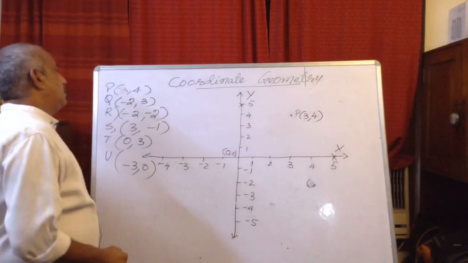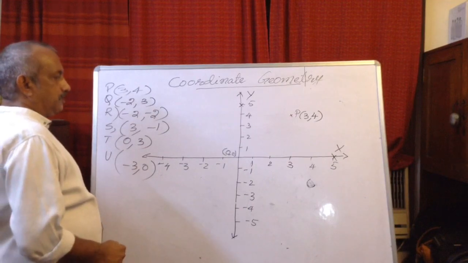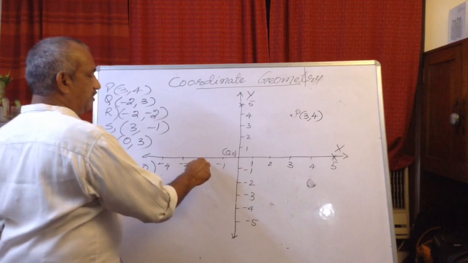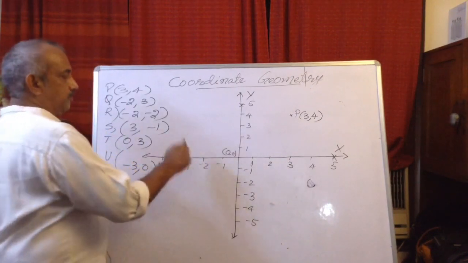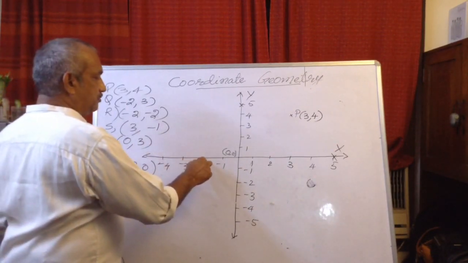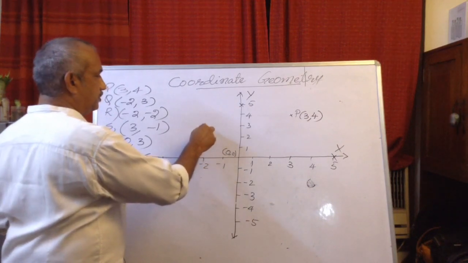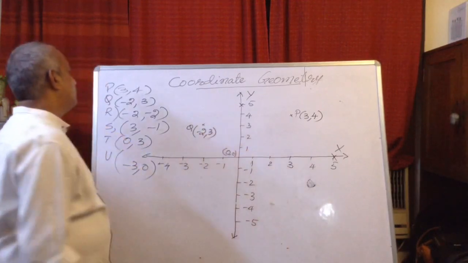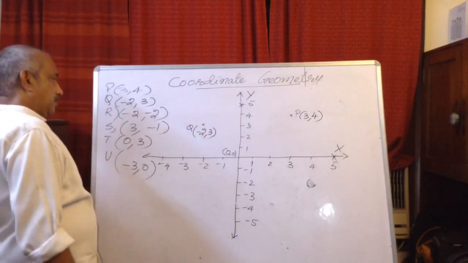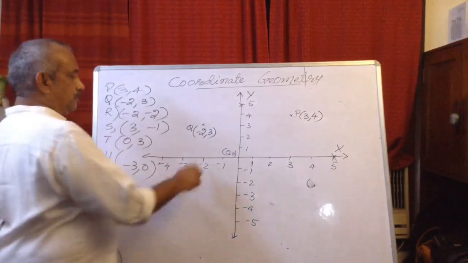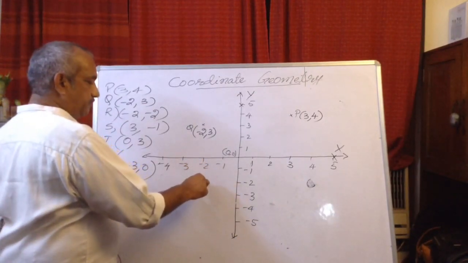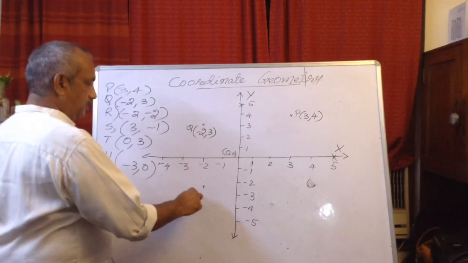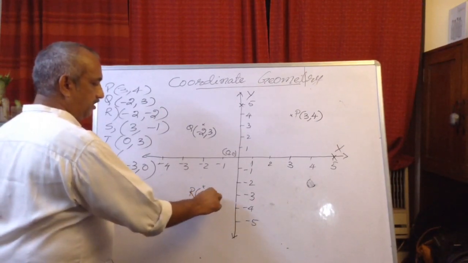Second one, Q(-2, 3). We go to the first point, -2, on the x-axis because it is the x coordinate, then 3. So this point is Q(-2, 3). Then the third one, R(-2, -2): on the x-axis -2 and on the y-axis also -2. So R(-2, -2).